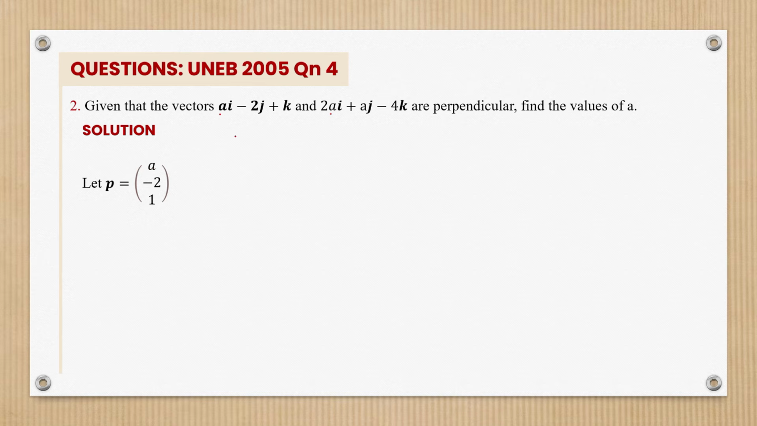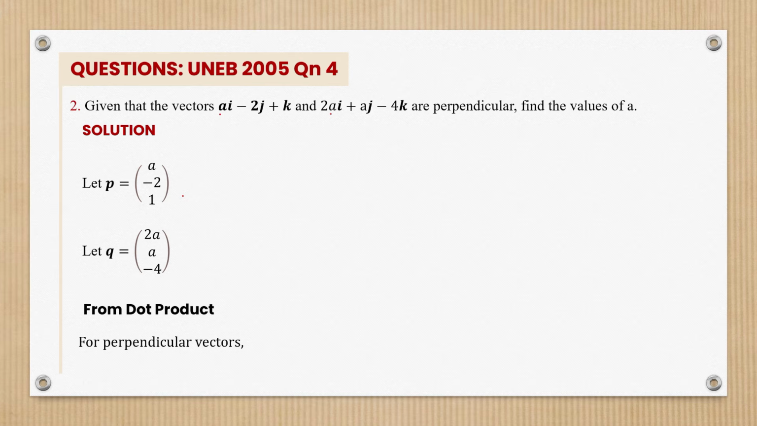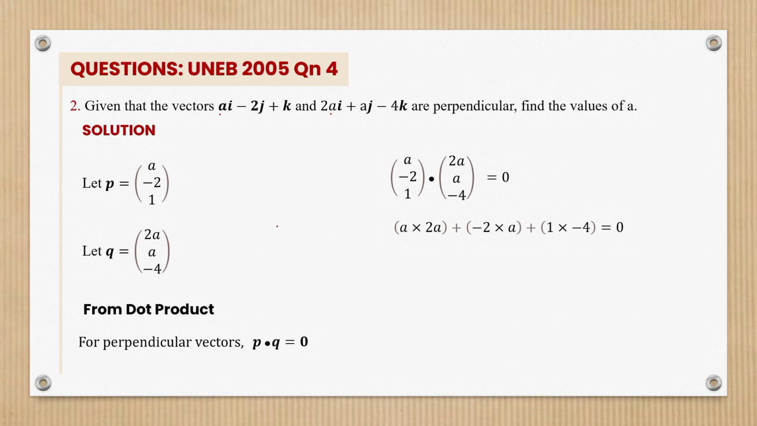So we're going to let P be equal to (a, negative 2, 1). Then we're going to let Q be equal to (2a, a, negative 4). From dot product, we've been told that these two vectors are perpendicular. So that means they should fulfill this requirement, that for perpendicular vectors, P dot Q should be equal to 0, the dot product. So when we expand what we have on the left hand side, we have a times 2a plus negative 2 times a plus 1 times negative 4. So we're going to have this being equal to 0.